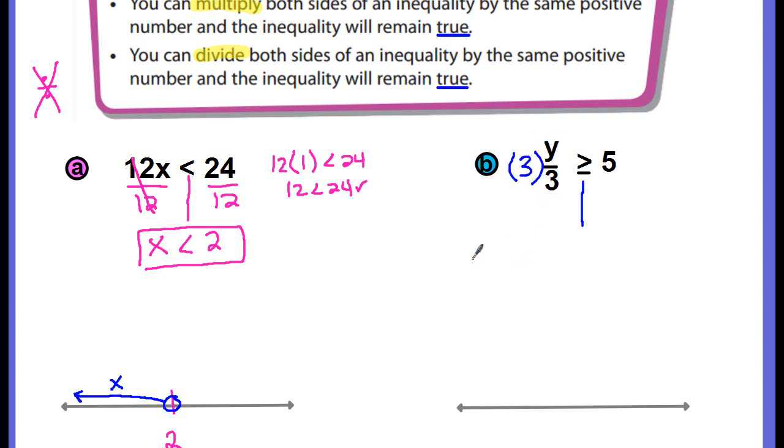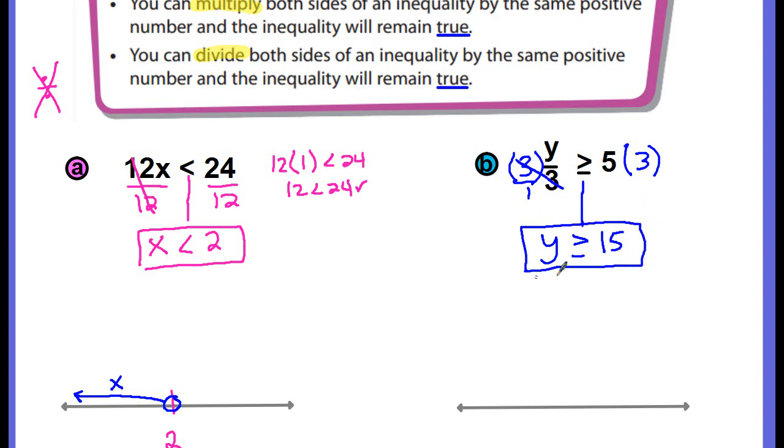Because remember, if you have a number next to something else that's in parentheses, it means multiplication. Okay. And then I'm going to do the same thing over here on the right side. Now we just do the math. This is the same as saying 3 over 1, if you want to put it in fraction form, and the 3's simplify to 1. So you get y over 1, which is just y. Bring down your greater than or equal to, and 5 times 3 is 15.